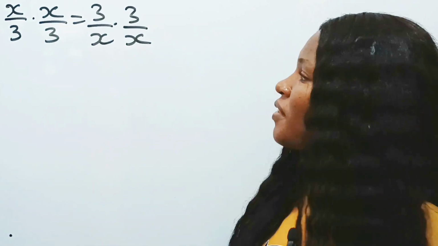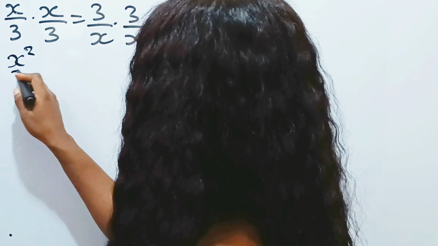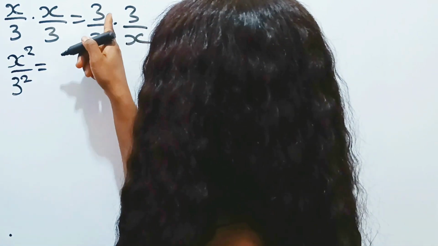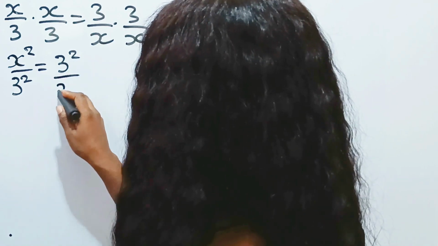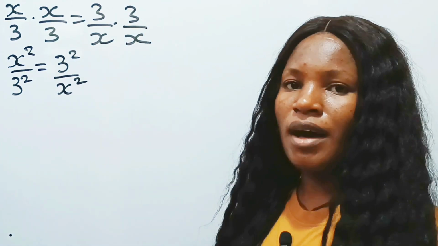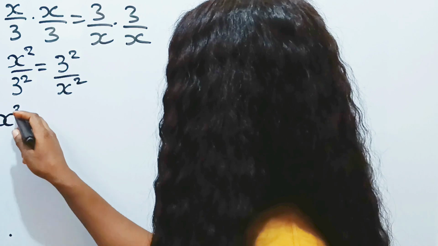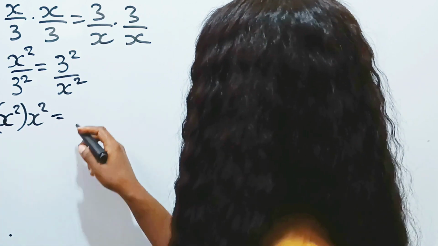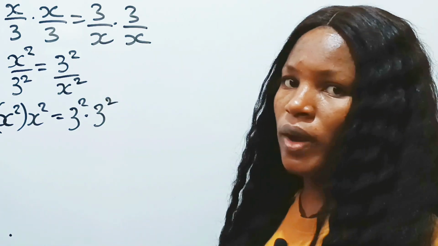Let's solve for the value of x. X times x will give us x squared, and 3 times 3 will give us 3 squared, okay? Is equal to 3 times 3 will give us 3 squared, and x times x will give us x squared. Now let's cross multiply. When we do that, we have x squared multiplied by x squared, right? So we have x squared multiplied by x squared is equal to 3 squared multiplied by 3 squared.